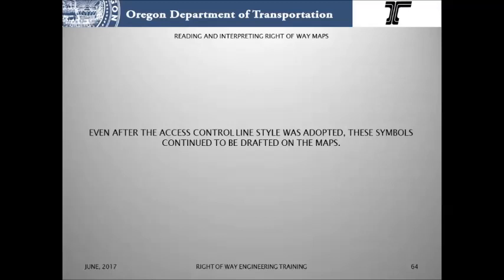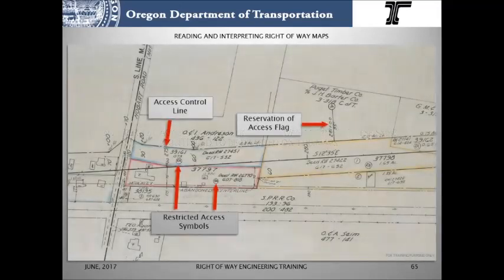So even after the access control line style was adopted, in the 60s, they started adopting the access control line style, they still used the symbols. So here we go. You can see the access control line style there. We have a reservation access flag with an A, just access. But you still see the RA, restricted access, symbols within the acquisition.